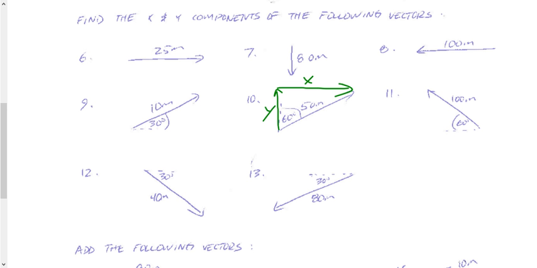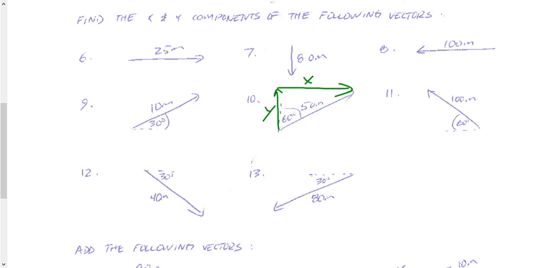Which side of the triangle is the x component? Is it opposite, adjacent, or hypotenuse? It's opposite. What is the side that we have given to us, the 50 meters? Is that adjacent or hypotenuse? It's the hypotenuse. So the side that's not touching the angle is the opposite. The long side that is touching the angle is the hypotenuse.